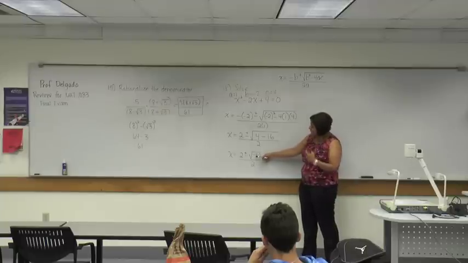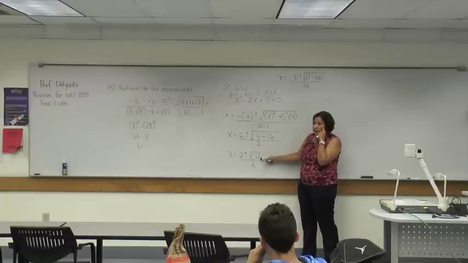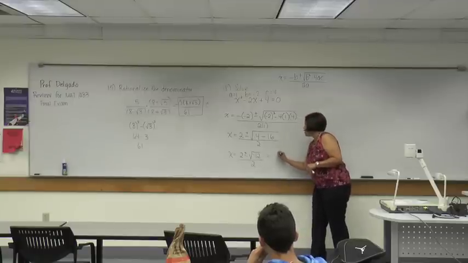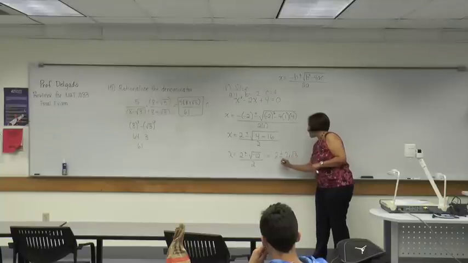Because we're taking a square root of a negative number, that's going to produce the imaginary number i. And I also have to think about how to factor 12. I'm going to factor 12 as 4 times 3. 4 being a perfect square, that's going to come out as a 2. So we have 2 plus or minus 2 times i times the square root of 3 all over 2.